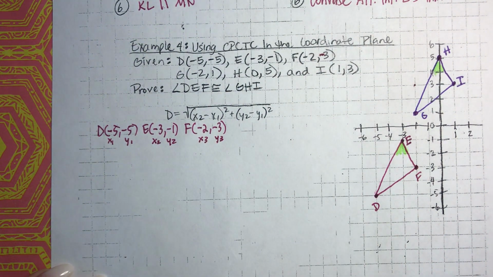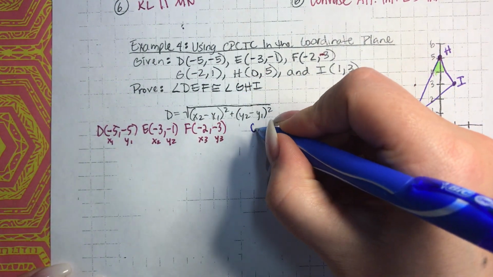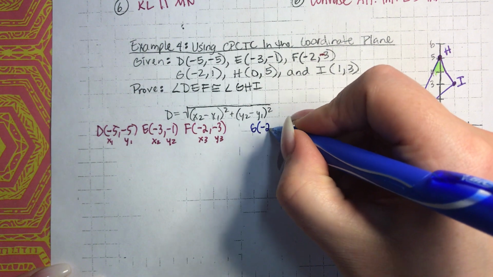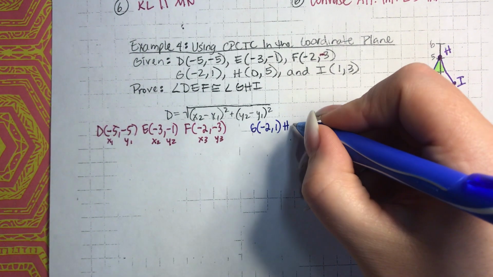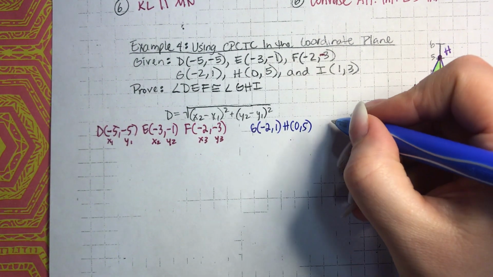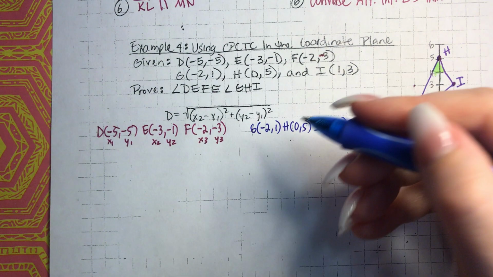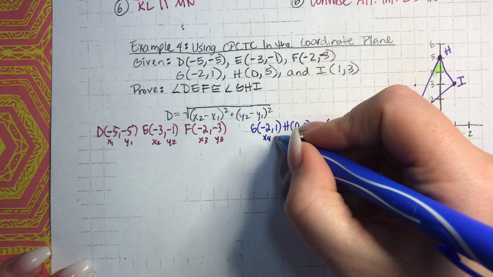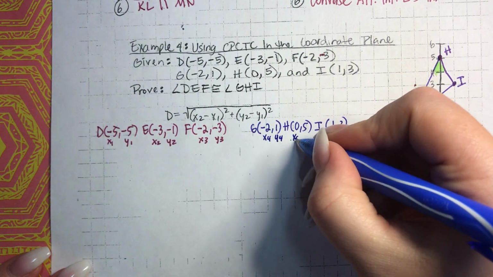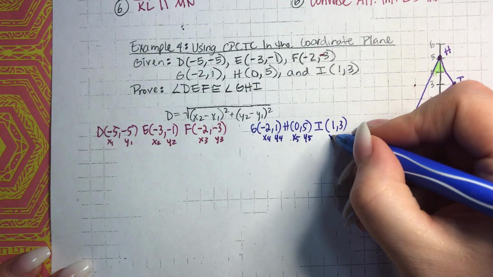Okay? And then what I'm going to do is I'm just going to write these other points over here. So G is going to be -2, 1. H is going to be 0, 5. And I is going to be 1, 3. And so I'll just call this my fourth point. This will be my fifth point. This will be my sixth point.